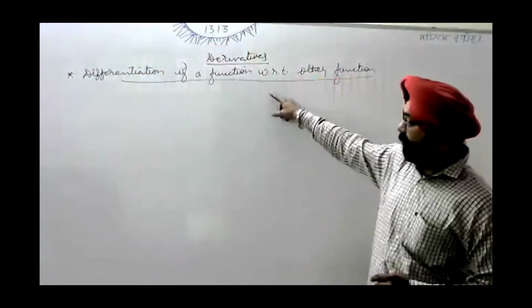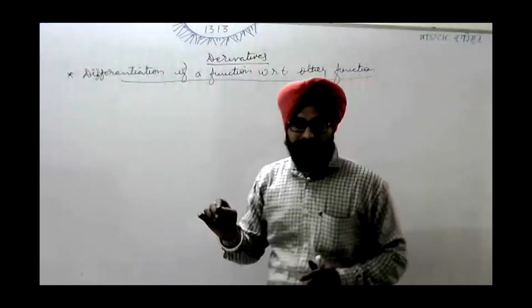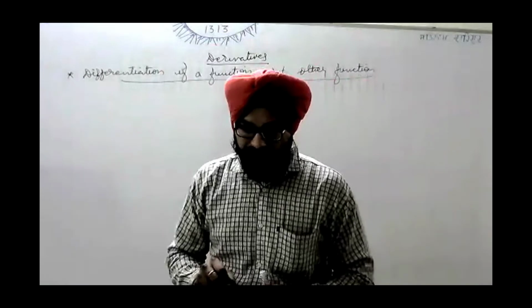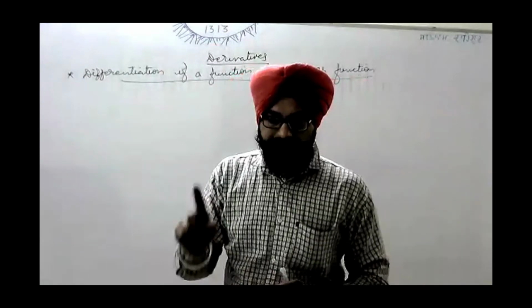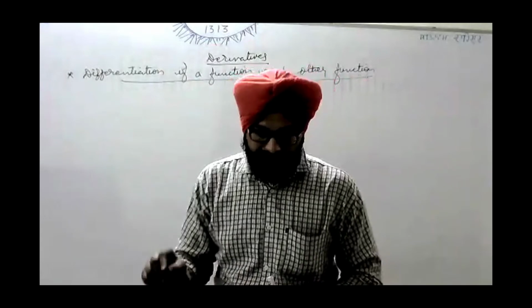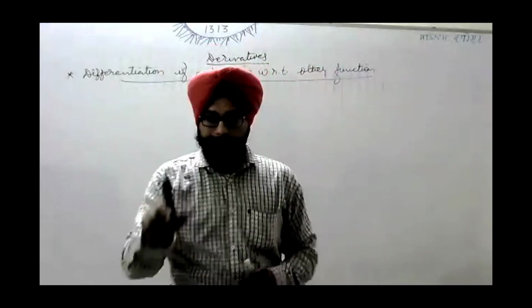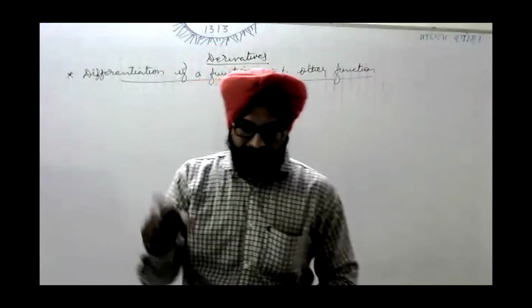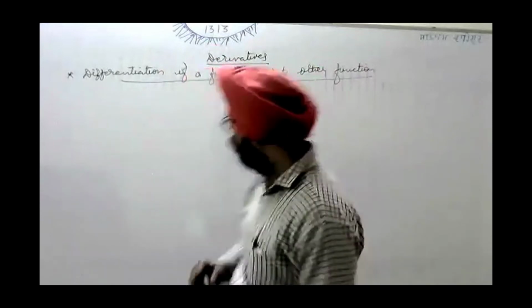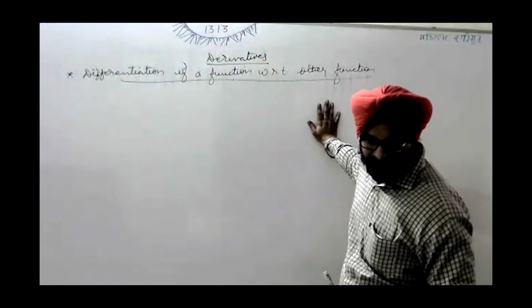Here I have written differentiation of a function with respect to other function. So far we have seen we do the differentiation with respect to a variable when it was parametric form. So we did the differentiation with respect to parameter, like it was t. So we did with respect to t. Generally, we differentiate with respect to x. That's why we write d by dx. Now, what is this differentiation of a function with respect to some other function?